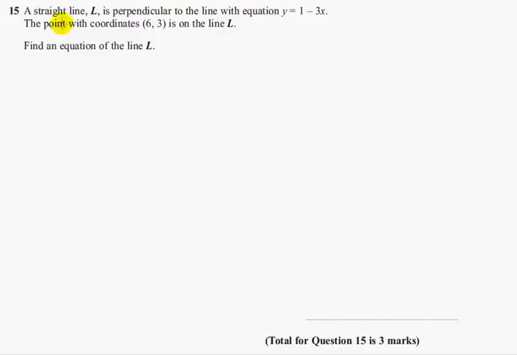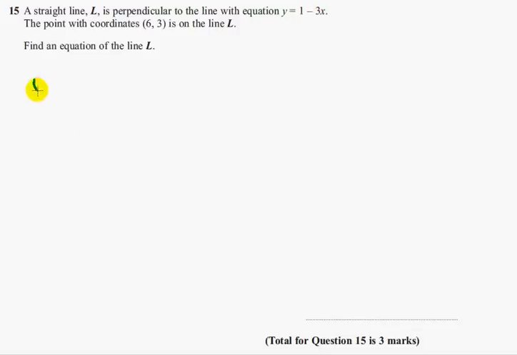Question 15. A straight line L is perpendicular to the line with the equation y equals 1 minus 3x. The point with the coordinates 6, 3 is on the line L. Find an equation of the line L. So line L is perpendicular, 90 degrees, to the line y equals 1 minus 3x. So let's get started then.